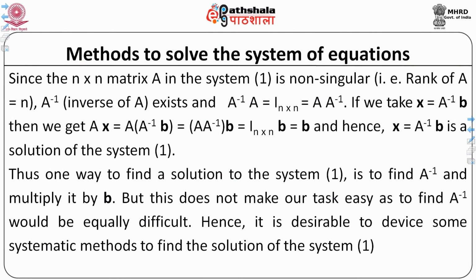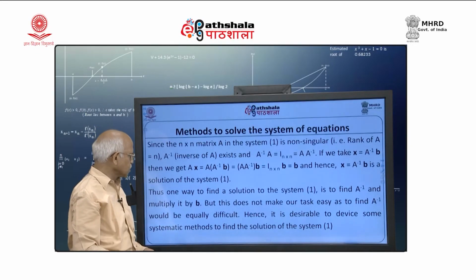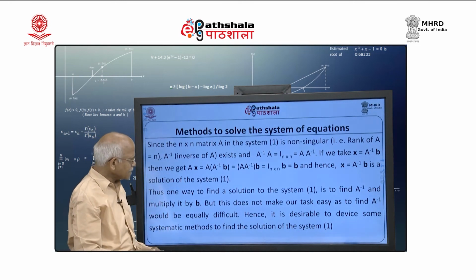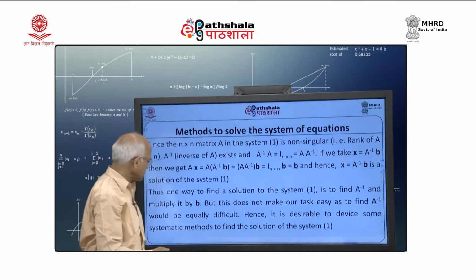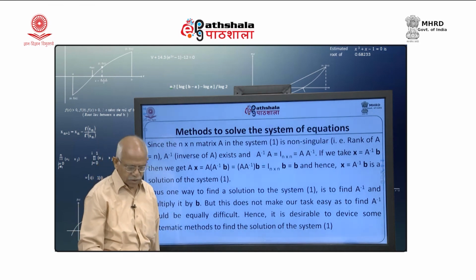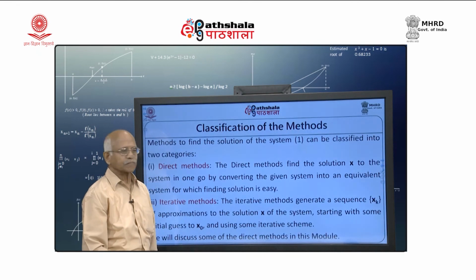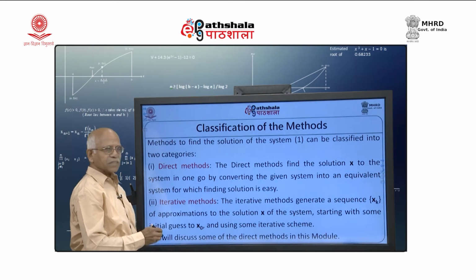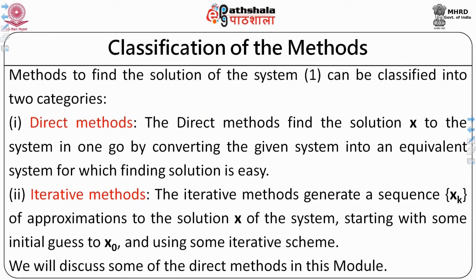But this does not make our task easier, because finding out A inverse would be equally difficult as finding out the solution to the system. Hence, it is desirable to devise some systematic methods to find the solution of the system 1. So, we are talking about various methods available for solving systems of equations. These methods can be classified in two classes, one direct methods and another iterative methods.